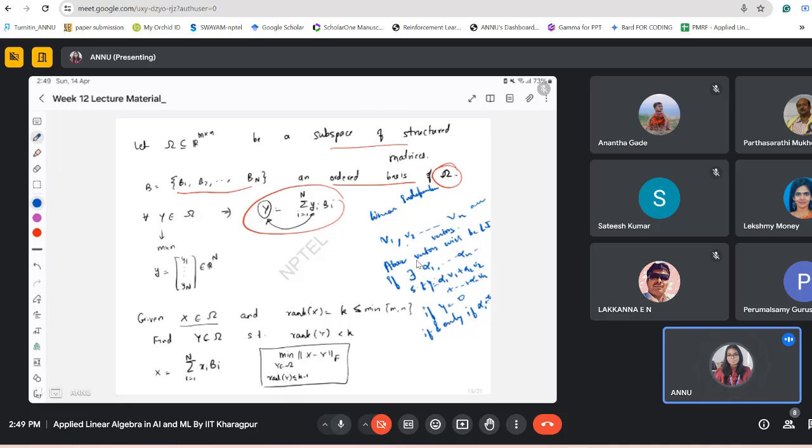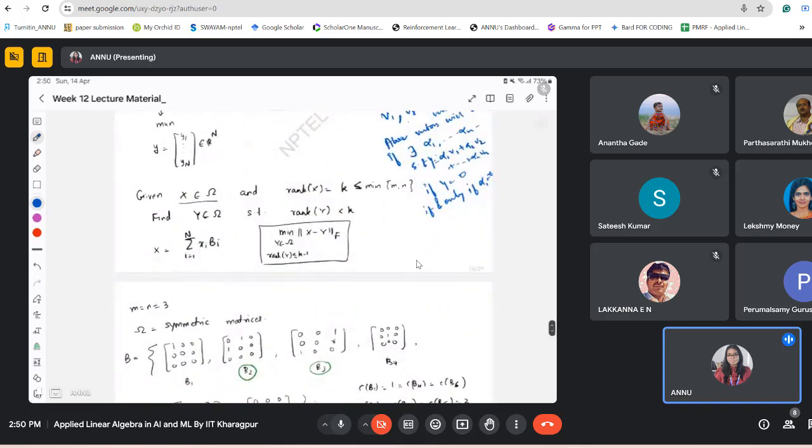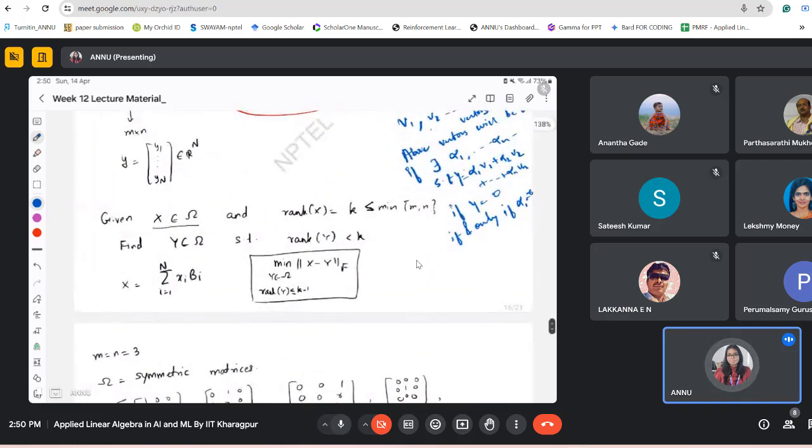Here x can also be written as a linear combination of the basis matrices, the Bi. These Bi matrices should be linearly independent. This capital omega is actually the symmetric matrices, and B is B1, B2, up to Bn, all linearly independent matrices. The same analogy follows from what is written in blue color.